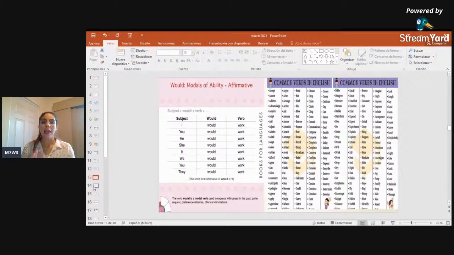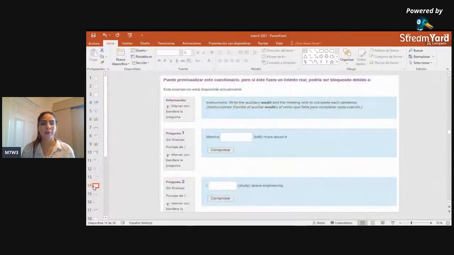Okay? And let's start with the different exercises. In this case, you have to use the auxiliary would and the form of the verb that we need to use to complete the sentences. Okay, we have some incomplete sentences, so you need to just finish them by adding would and after that the verb.